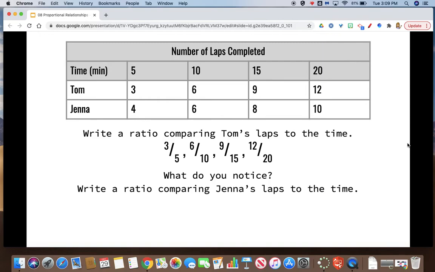Let's write a ratio comparing Jenna's laps to the amount of time. So laps first and then time. So Jenna completed 4 laps in 5 minutes, 6 laps in 10 minutes, 8 laps in 15 minutes, and then 10 laps in 20 minutes. So that's what her rates would look like, or a ratio for her rate. What do you notice about those ratios?